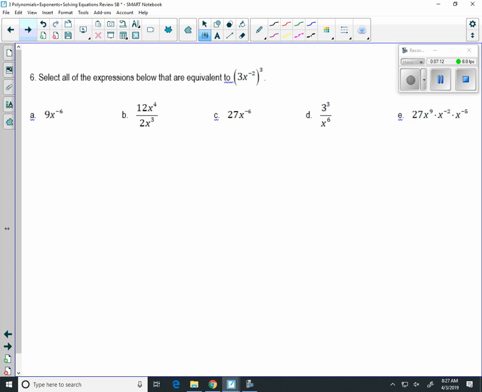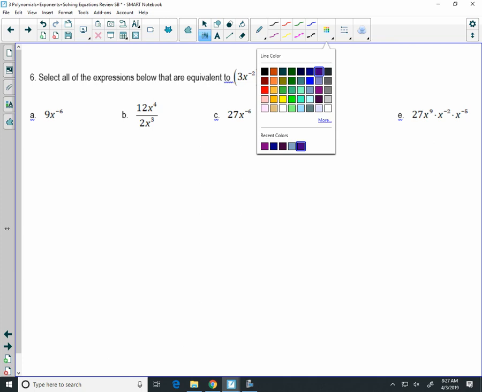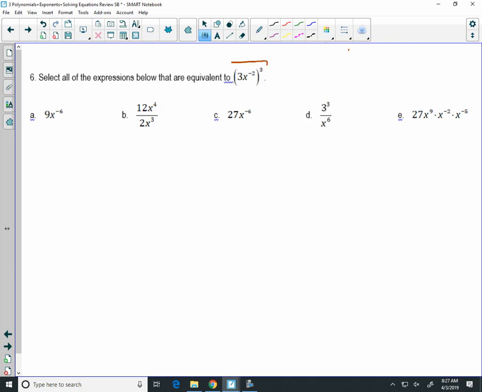All right. Select all expressions below that are equivalent to (3x^-2)^3. These are annoying because select all that apply problems are actually like 1, 2, 3, 4, 5, 6 problems in one. We've got some math to do here. So the first thing to do is this guy.